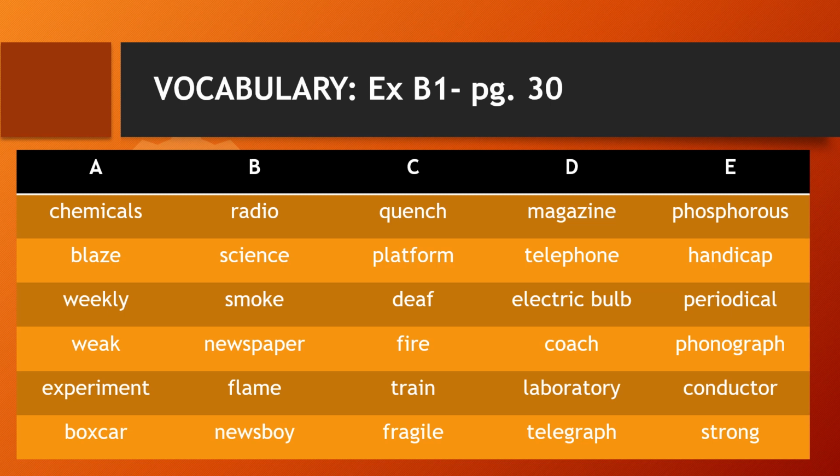The words are chemicals, blaze, weekly, week, experiment, boxcar, radio, science, smoke, newspaper, flame, newsboy, quench, platform, deaf, fire, train, fragile, magazine, telephone, electric bulb, coach, laboratory, telegraph, phosphorus, handicap, periodical, phonograph, conductor, and strong. Now children, all these words are jumbled up right now.